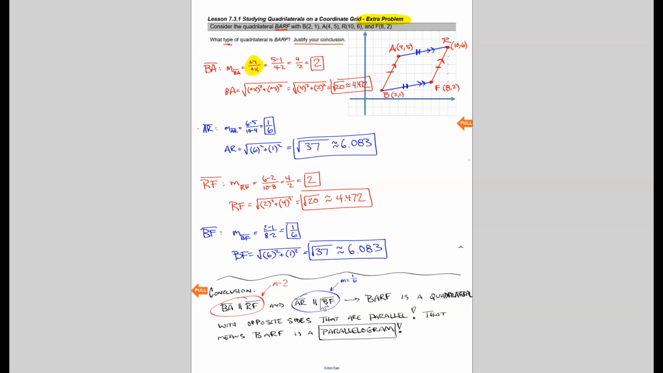What if this quadrilateral had been a square or a rectangle or a rhombus? Well, you have to look to see if side lengths and slopes match the properties of those other special quadrilaterals. For example, a rectangle and a square have 4 right angles, so we would be looking for that relationship of opposite reciprocals between the slopes of adjacent sides.